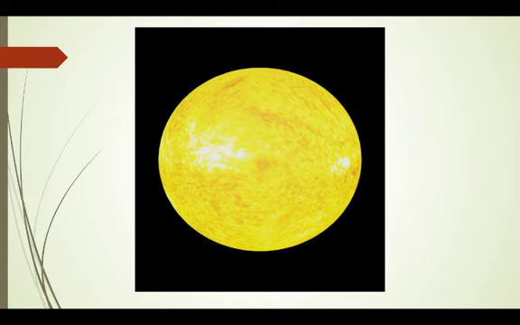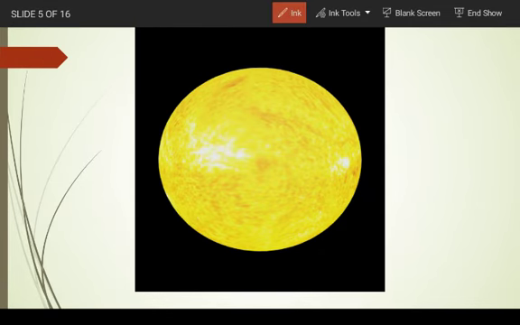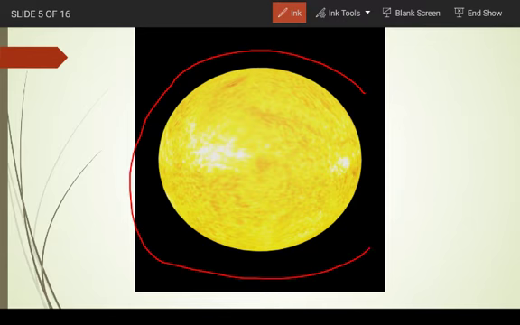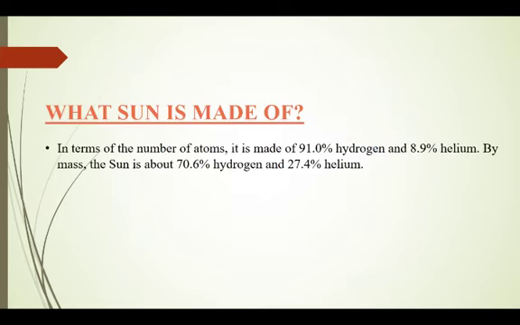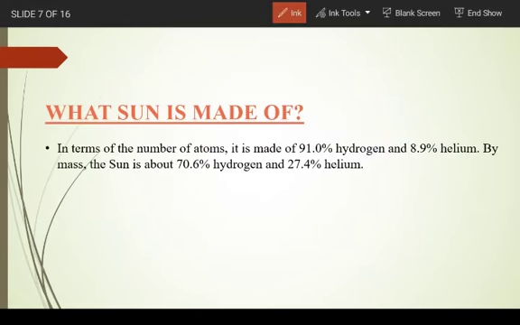There's the closer picture of the sun taken by NASA. See how beautiful it looks. That's the rotation of the sun, with different parts of the sun rotating at different speeds. Now the question arises, what is the sun made of?